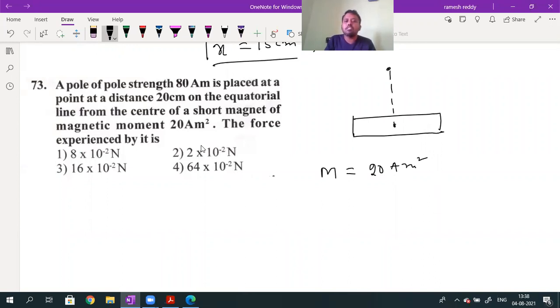So they gave one pole, with pole strength small m. Small m is the pole strength, value 80 ampere meter. It is placed at a distance d of 20 centimeters, which is 2 into 10 power of minus 1 meters. Now they are asking what is the force acting on the pole.